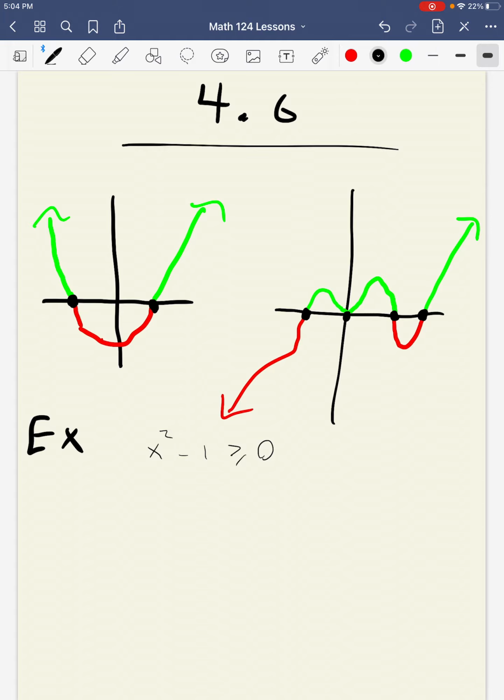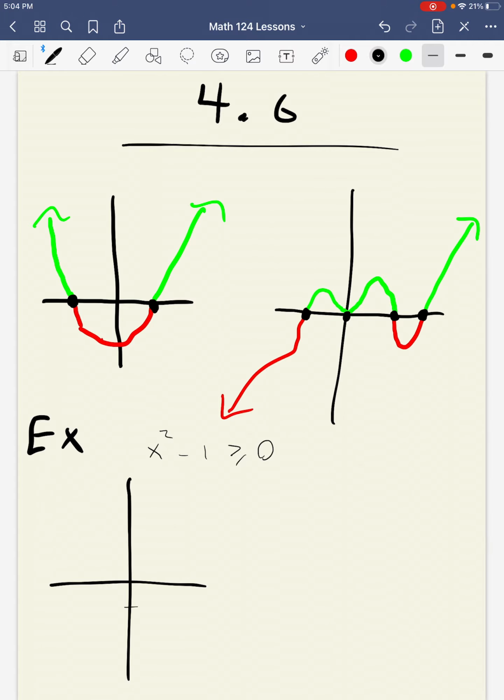Well, if you're comfortable with graphing, that is the easiest and most intuitive way to do this. You could start with the graph of x squared and then shift it down 1. However you want to graph it, you'd end up with a graph like this, right? And when it crosses the x-axis, that would be at either 1 or at negative 1. So these are the key points here.